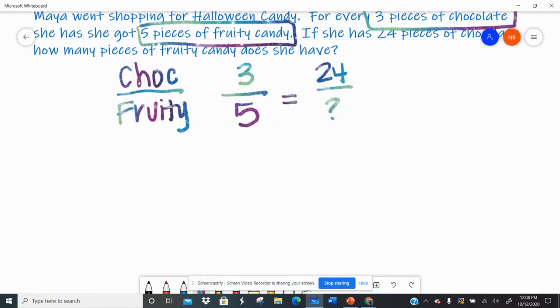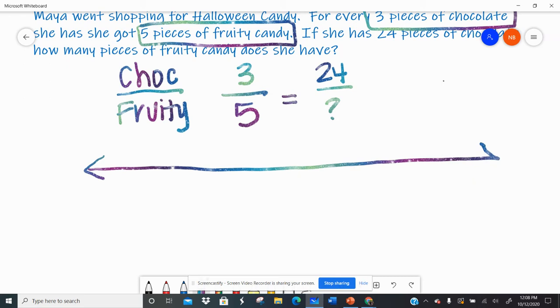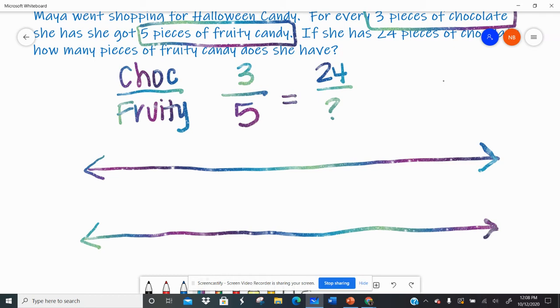Well, let's make these double number lines. With a double number line, remember double, you're going to create 2 number lines. And you take the original ratio and then you're going to expand it. So here's 3 chocolates. I'll put a little key there to 5 fruity candy. I'm going to put 5 fruity.